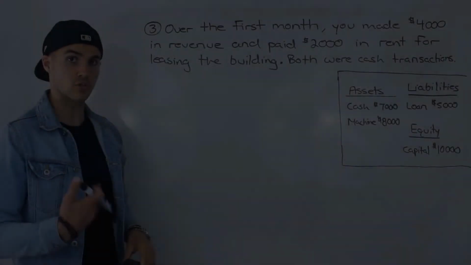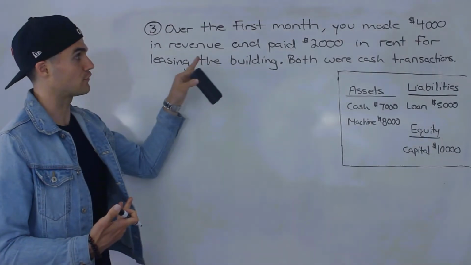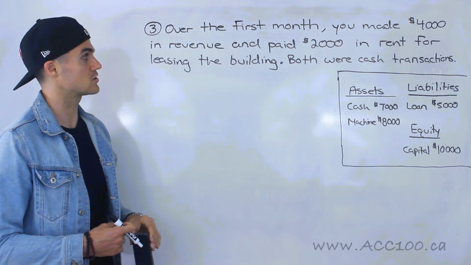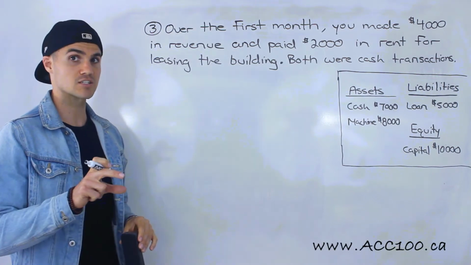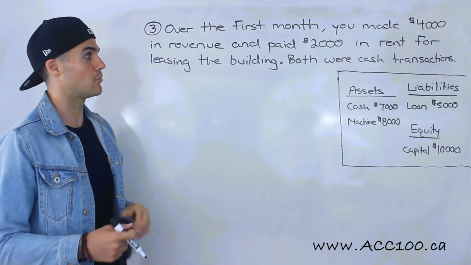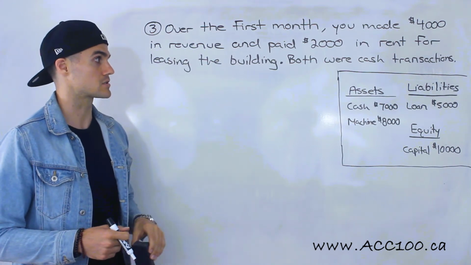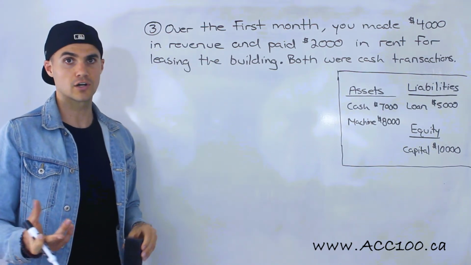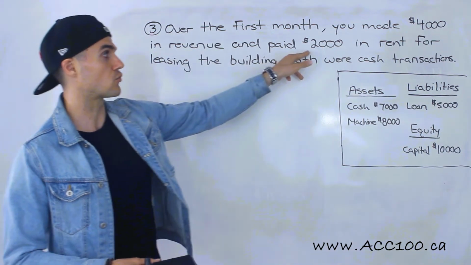Now moving on to the third transaction. So let's say over the first month you made $4,000 in revenue and paid $2,000 in rent for leasing the building, and then both were cash transactions. Now in reality, you're going to have more expenses than just this rent over here.